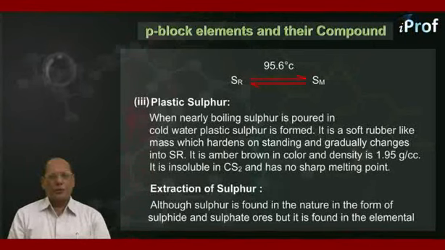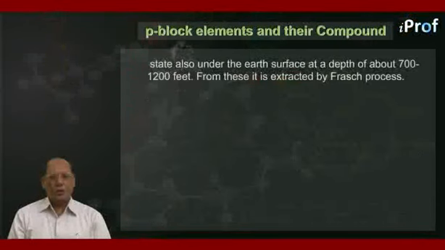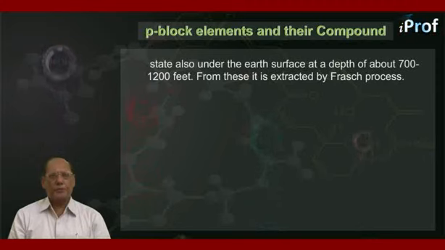Well, next thing that we are going to study is extraction of sulfur. Although sulfur is found in nature in the form of sulfides and sulfate ores, it is found in the elemental state also under the earth's surface at a depth of about 700 to 1200 feet. From there it is extracted by Frasch process.